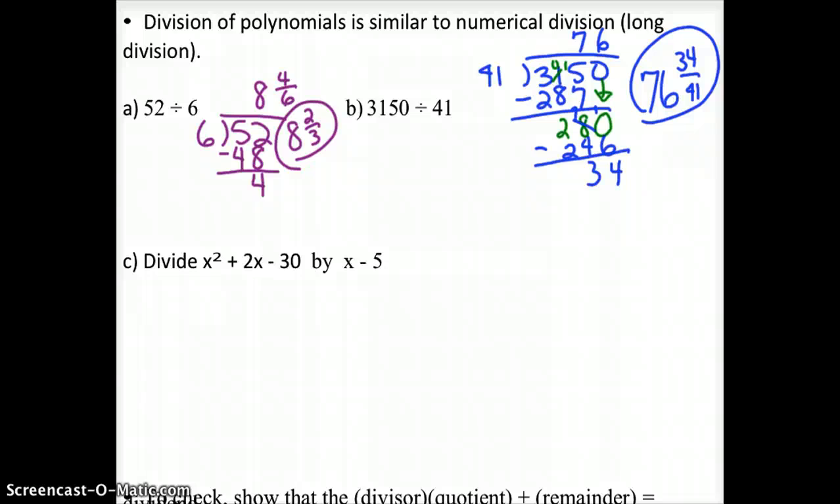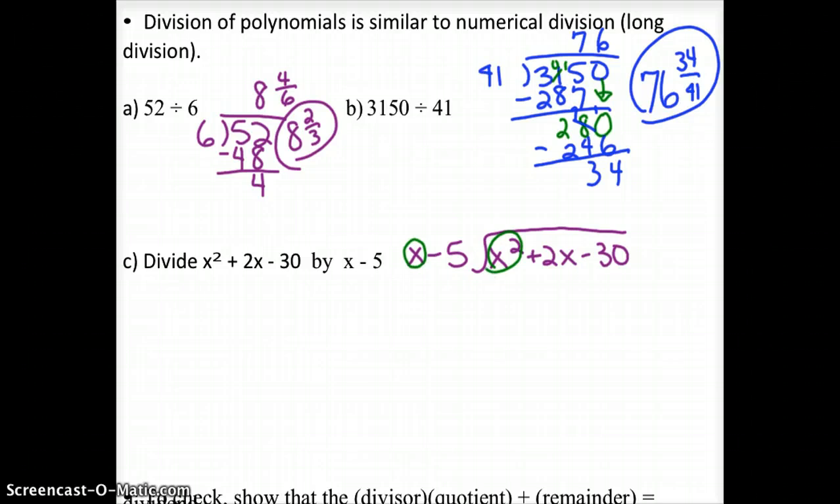So x squared plus 2x minus 30 is your dividend, and you're dividing it by x minus 5, which is your divisor. Similar to how we do with numbers, we're making an educated guess. How you want to approach long division is to just look at the leading terms right now, so just look at the x and the x squared at first.